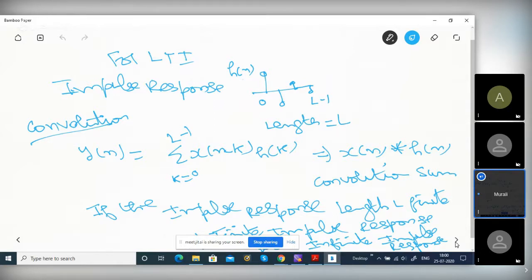So you can use h of n first and x of n later, right? Sigma h of n minus k, x of k, you can do that. You can interchange them, it's commutative. That is because it is time invariant. If it is not time invariant, you cannot interchange the blocks. Because it is time invariant, you can use this property.